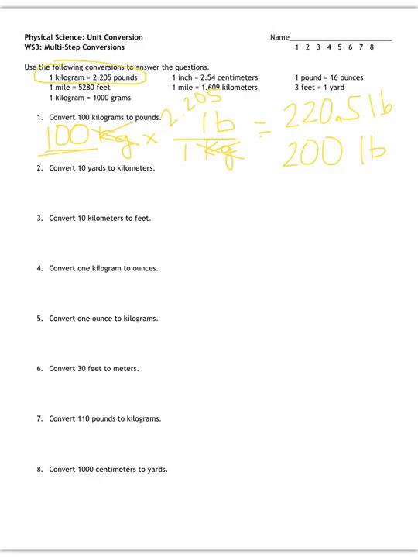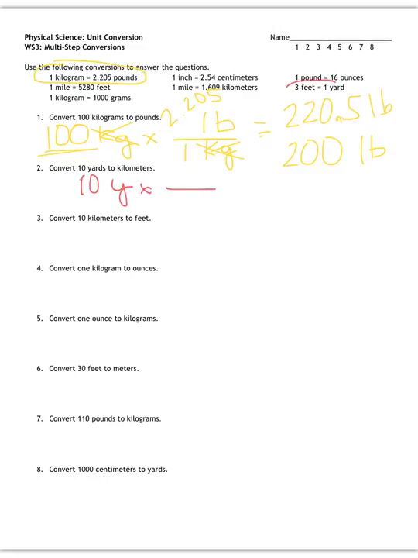Right? Number 2, convert 10 yards to kilometers. So do this one in red. 10 yards times in the line. All right, how are we going to get from yards to kilometers? So let's see. We have yards and feet. We have feet and miles. We have miles and kilometers. This one may take us a few steps.